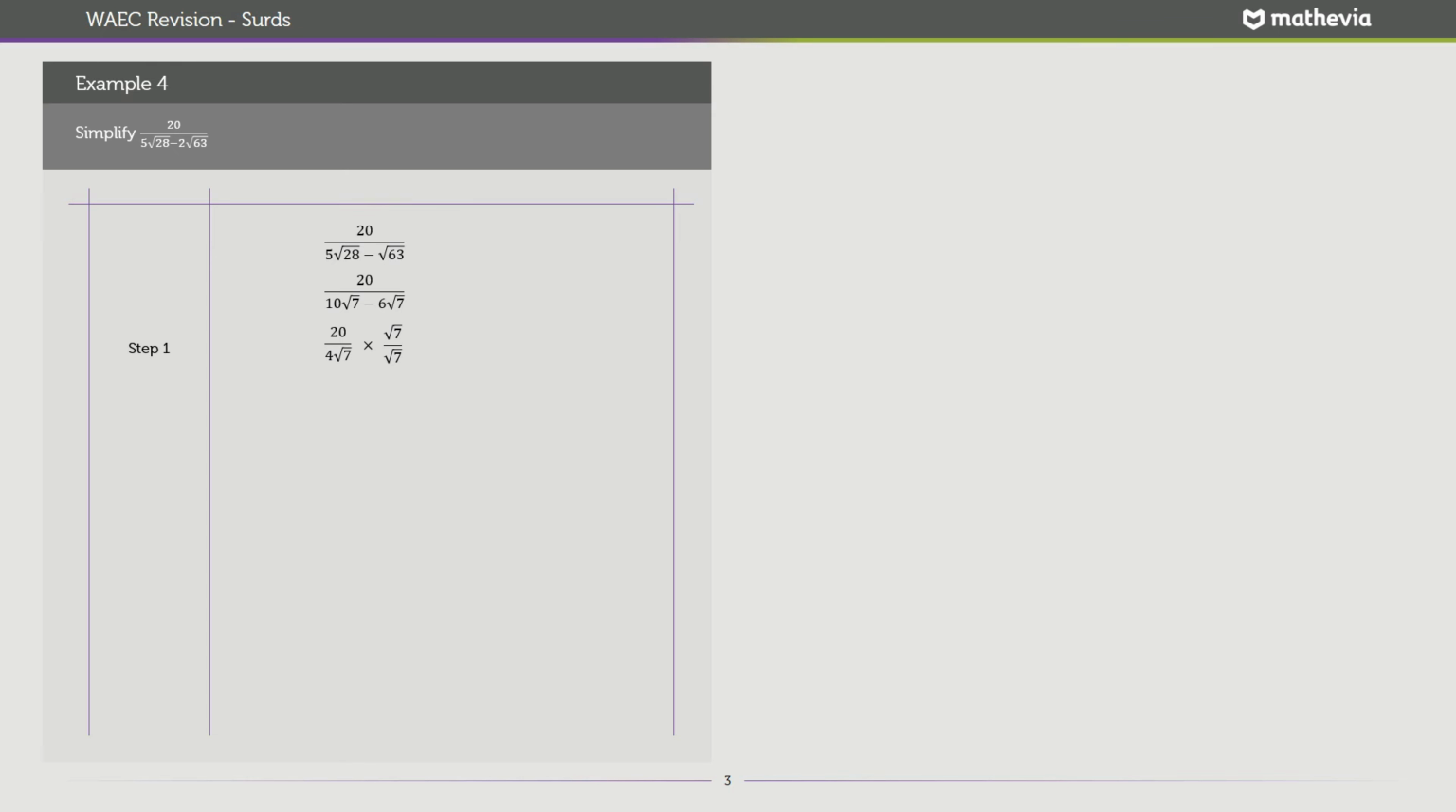We will rationalize using root 7. We should end up with 20 root 7 divided by 28. And what we have in the end is 5 root 7 over 7. Simple, straightforward.